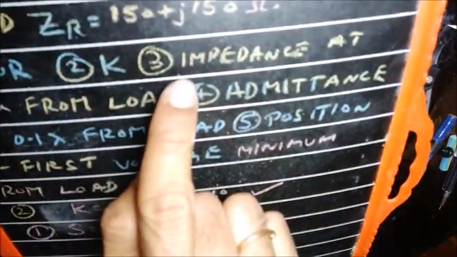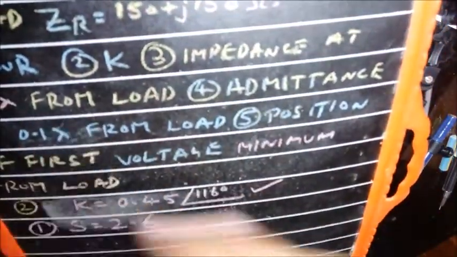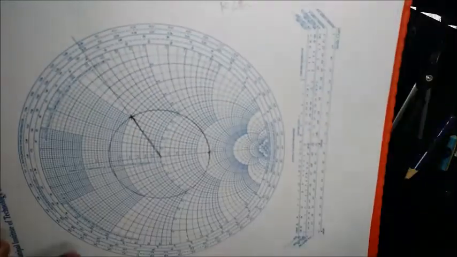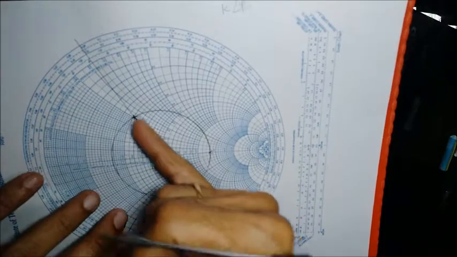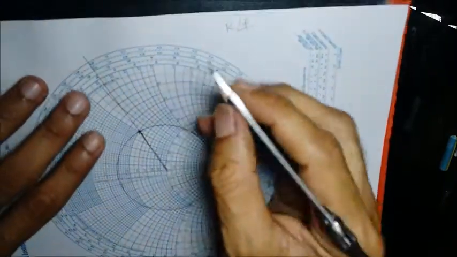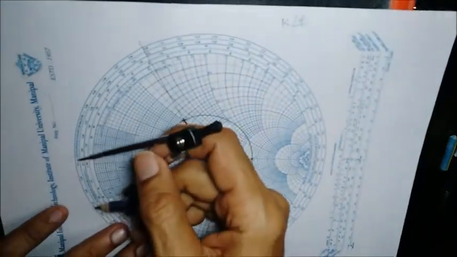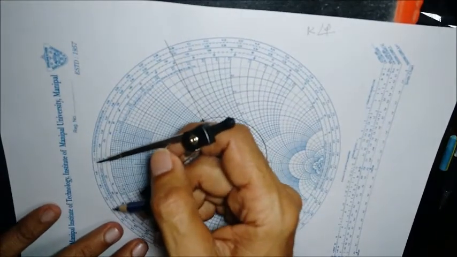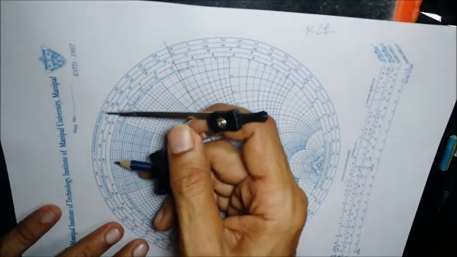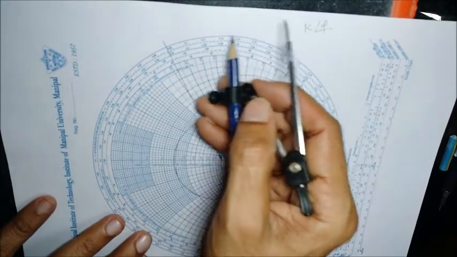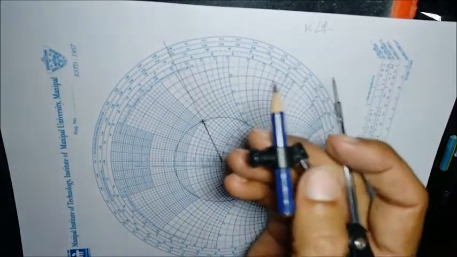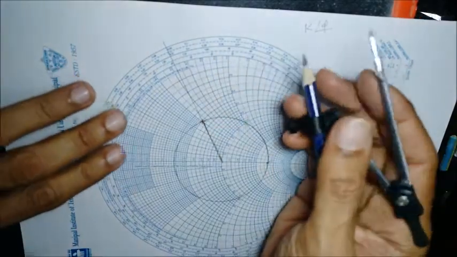We have to find the impedance at 0.1 lambda from the load. So let's go back to the Smith chart. So this is now the load. This is at the load. And again, you can see in the Smith chart, it is wavelengths towards generator. So you have to move in this direction, towards the source from the load, and you have to move 0.1 lambda.